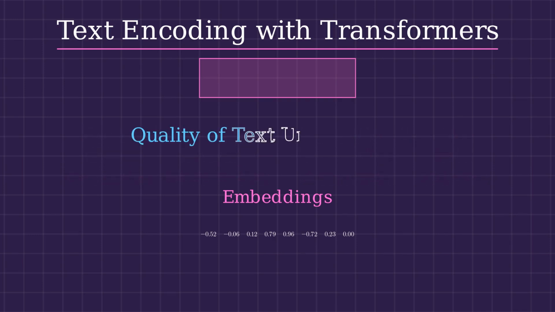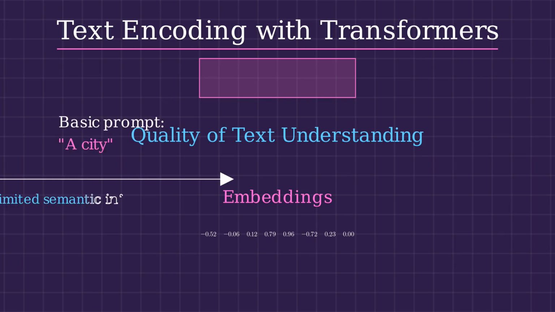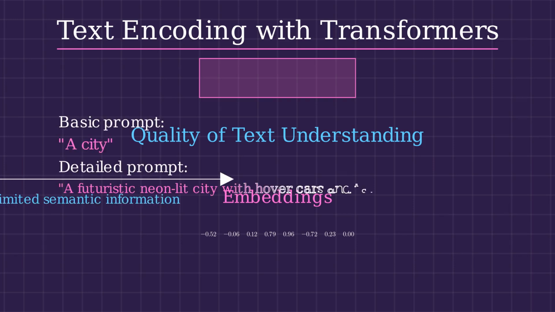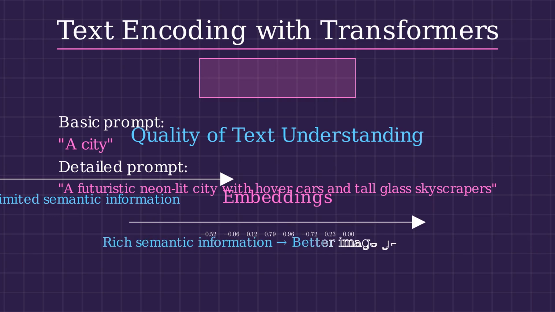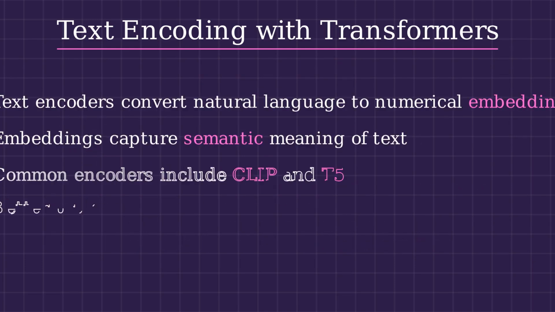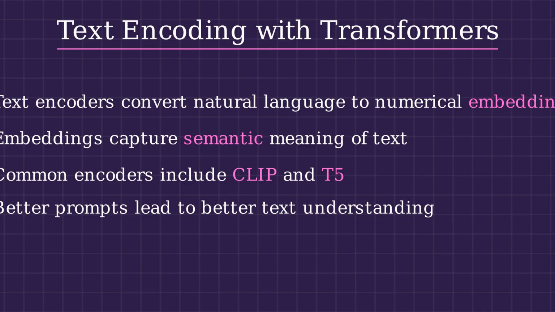The quality of text understanding directly impacts how well the model interprets your prompt. A more detailed and specific prompt provides richer semantic information, leading to better image generation results. To summarize, transformer-based text encoders convert your prompts into rich numerical representations that capture the semantic meaning of your text. The quality of these embeddings directly influences how accurately the AI interprets your creative vision.